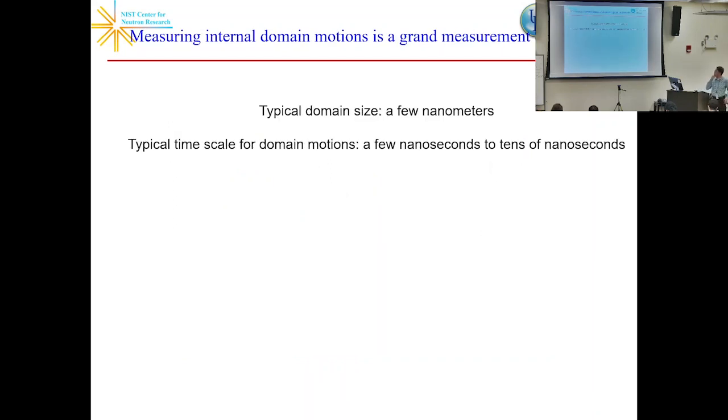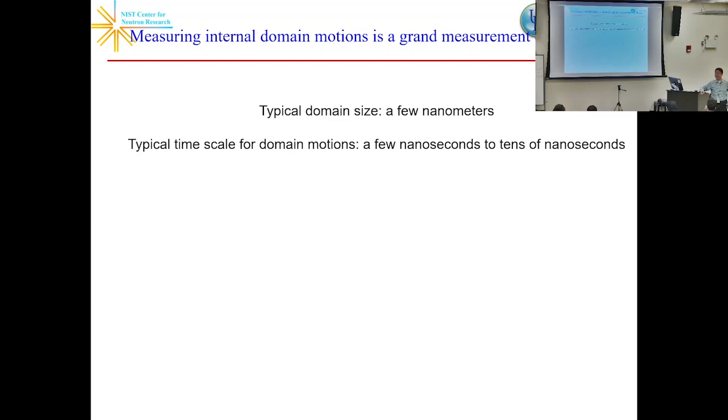When we say large domain motion, what do we mean? It means they usually form the tertiary structure already. The size of the domain is about a nanometer or more. Because the size is relatively big, the relaxation time scale we're talking about is a few nanoseconds to tens of nanoseconds. Looking at motions at this length scale and time scale in combination is very challenging. As far as I know, there is no other technique.